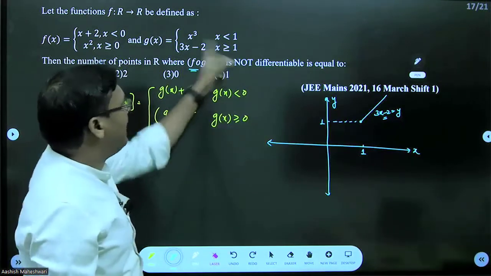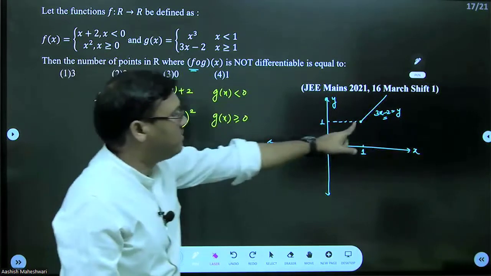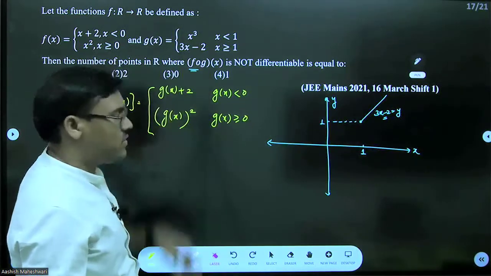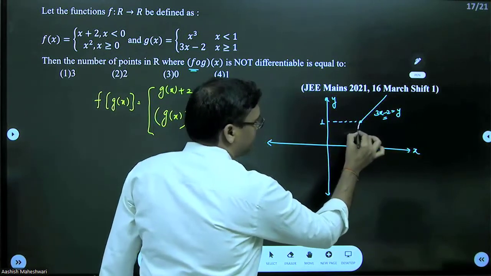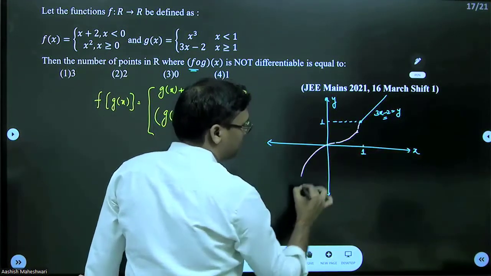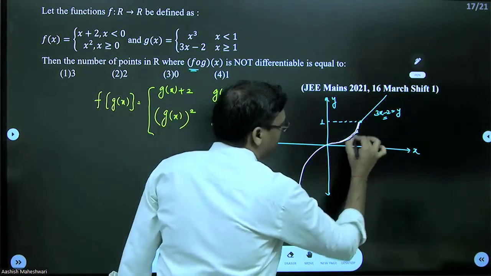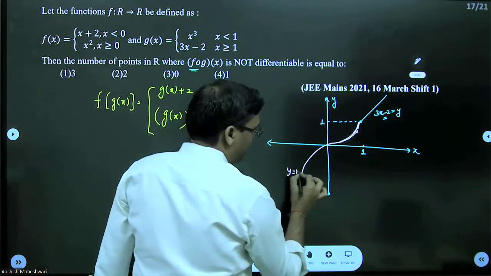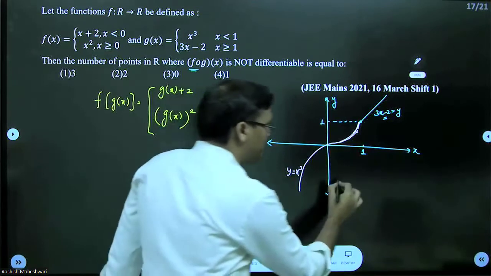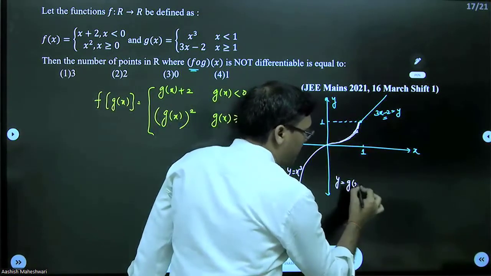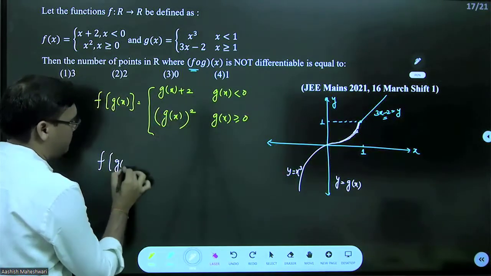Now, for x less than 1, what is the value at x equal to 1? You can see this is also equal to 1. So this will also start from 1. And this is y is equal to x cube. We know the graph of y is equal to x cube. This is something like this. Okay, this is the graph of y is equal to x cube. For x less than 1, this is the graph. Correct? So this is the graph of y is equal to g(x) function. Correct? Now see, we want to define f of g(x).